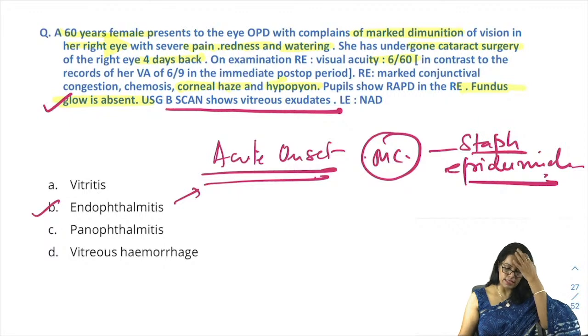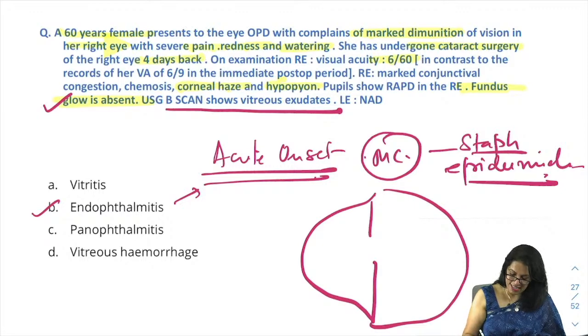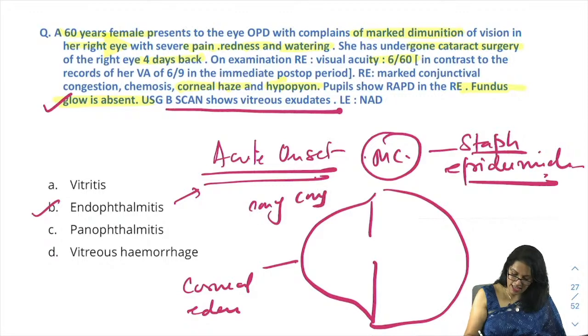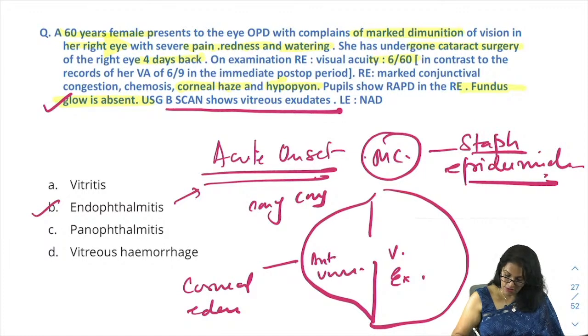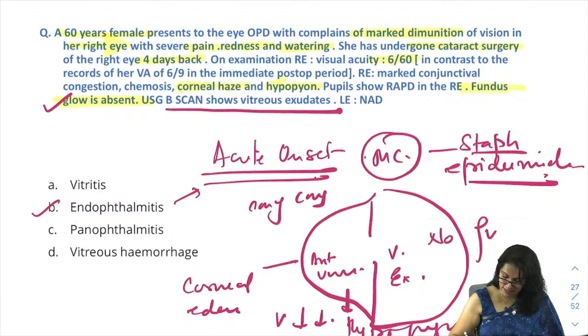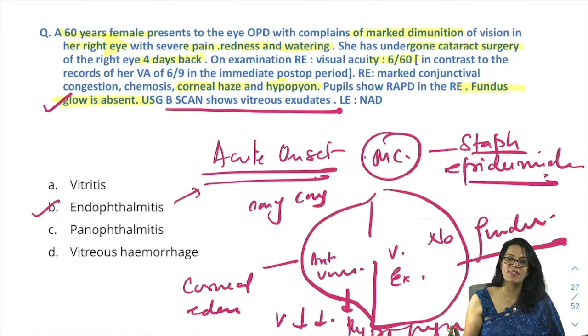All the features of endophthalmitis you can learn from here. If you want to really put it in the diagram and see what this question says, it is saying there is corneal edema. It is saying that there is conjunctival congestion. You think in these terms. Ophthalmology becomes very simple like this. Study in my style. Just make a simple diagram and start thinking this way. Okay. So, here there are vitreous exudates, right? All the signs of anterior uveitis are here. Vision has gone down badly. There is hypopyon here, isn't it? No fundus is seen. So, we are talking about fundus glow being absent. We can't see it. So, we are talking about endophthalmitis.